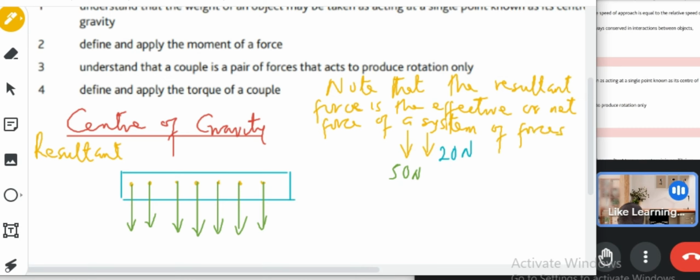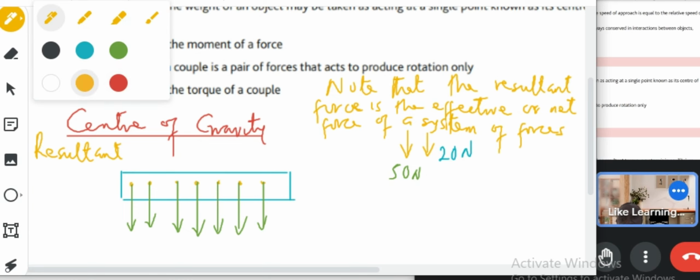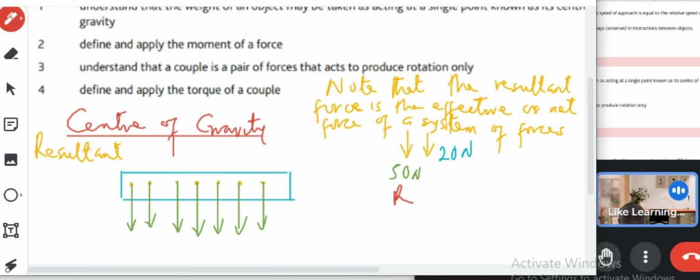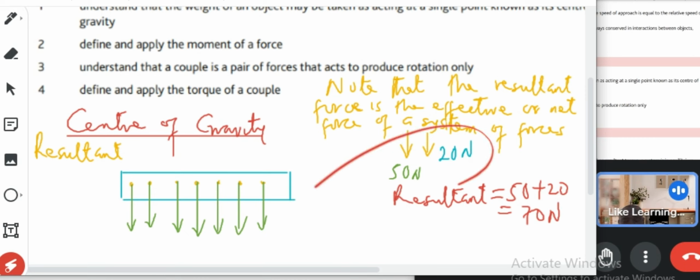In this case, the resultant force for these two forces, 50 Newton and 20 Newton, will be 70 Newton, because they're acting in the same direction. It will be 50 plus 20, which is 70 Newton. If they're acting in the same direction, you add. If they're acting in different directions, you subtract.